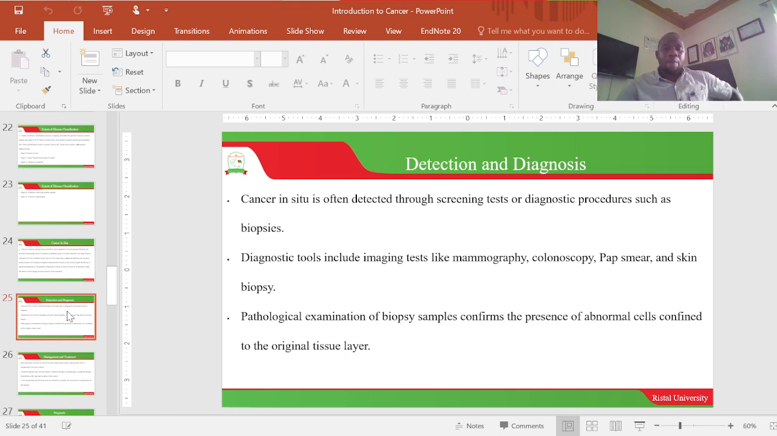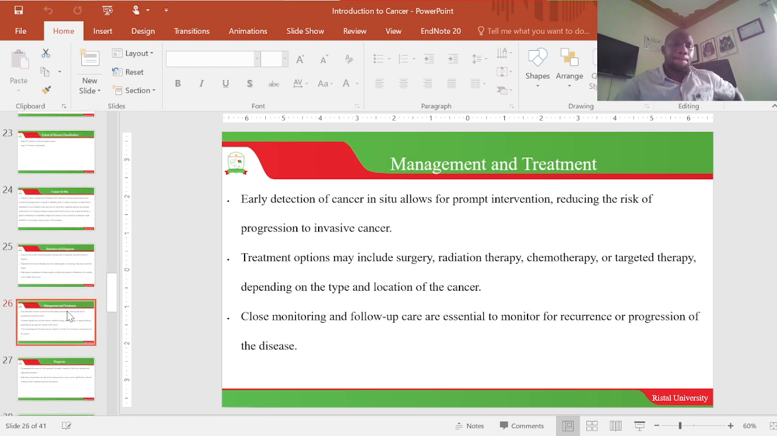Okay, so with biopsy, it's basically about getting a sample of the tissue and then seeing the presence of abnormal cells. So if you detect cancer in situ, it gives you a chance to be able to treat it early and reduce the risk of it progressing to invasive cancer.